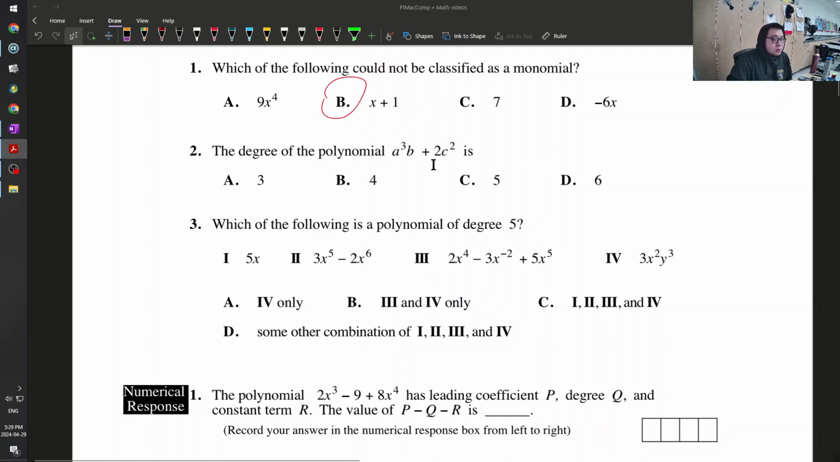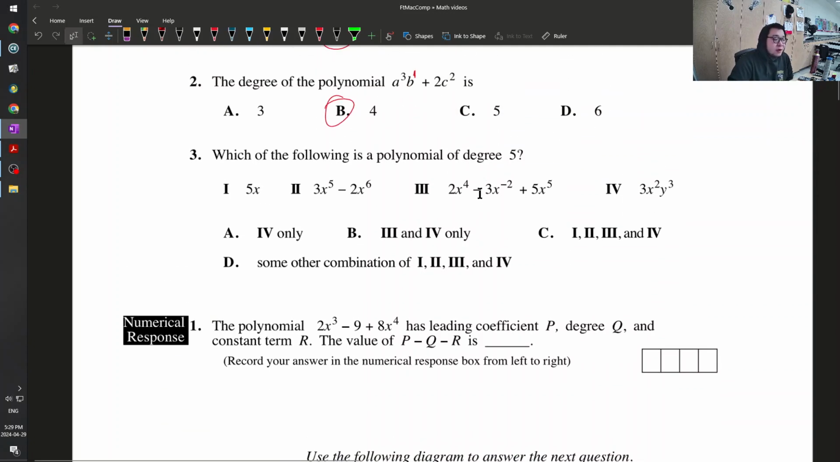Okay, 2. The degree of the polynomial is. So degree is the maximum of the exponents on the variable added together. So A has an exponent of 3, B has an invisible exponent of 1, 3 plus 1 is 4, degree 4. 3. Which of these is degree 5?